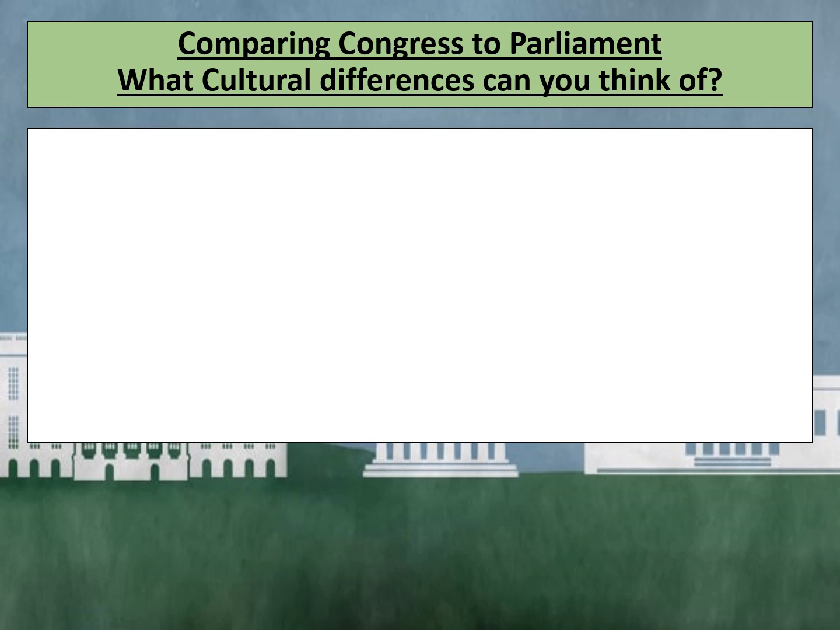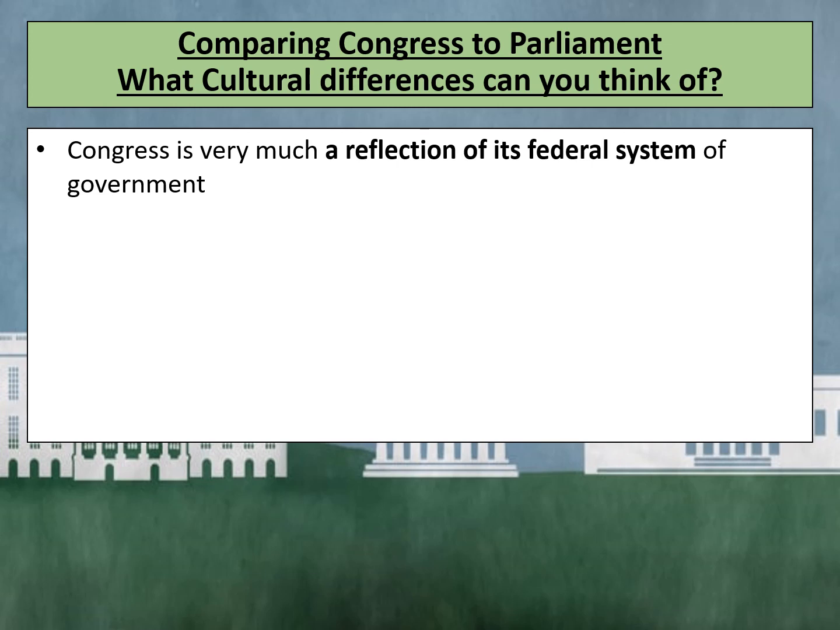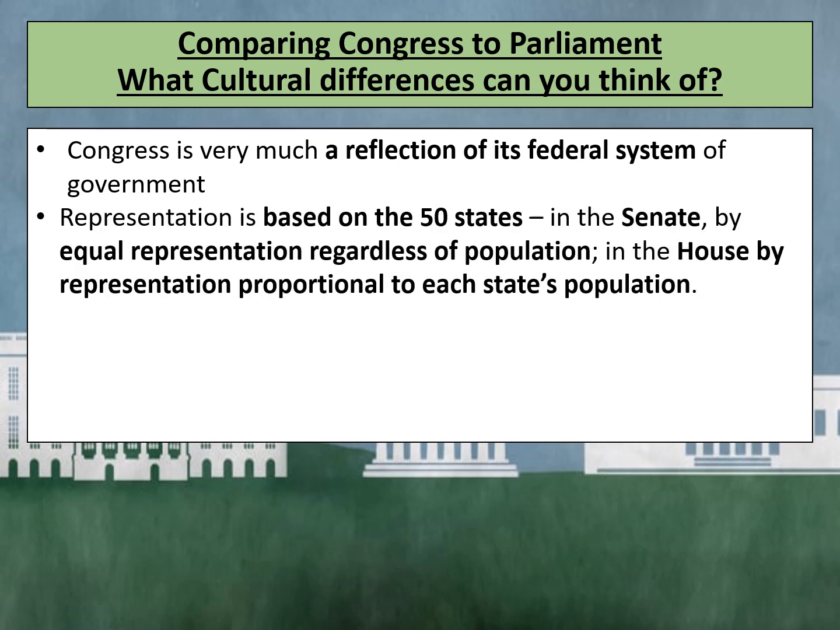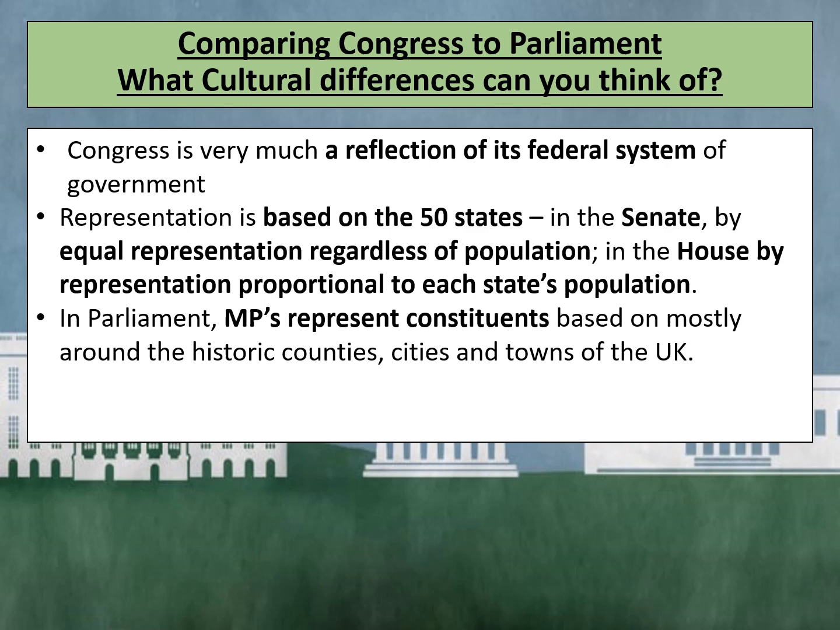What are the cultural differences between Congress and Parliament? Congress is very much a reflection of its federal system of government. Representation is based on the 50 states in the Senate, with equal representation regardless of population, but in the House of Representatives it is done by representation proportional to each state's population.